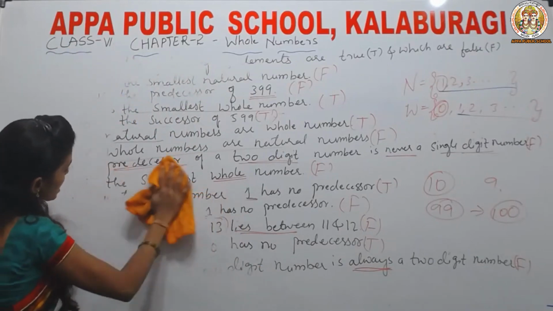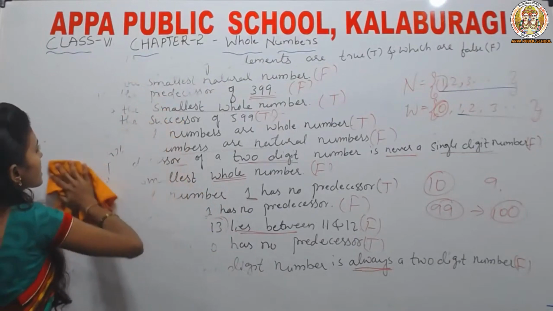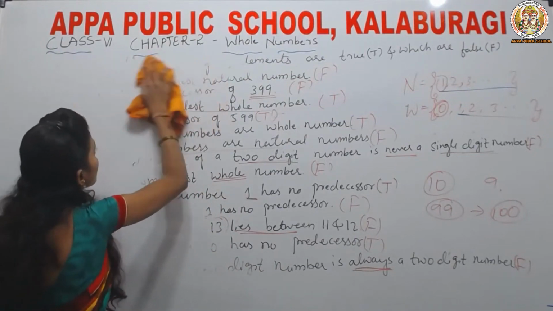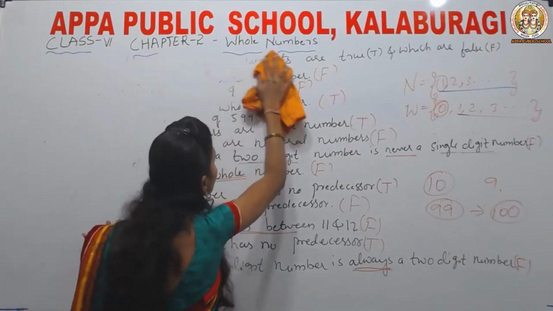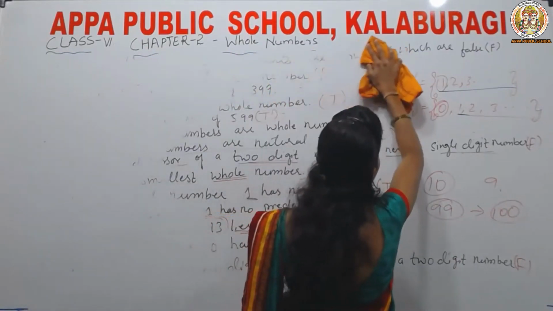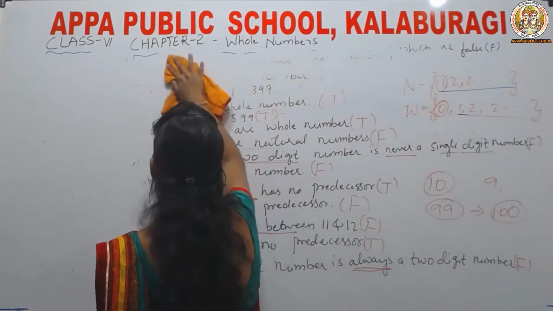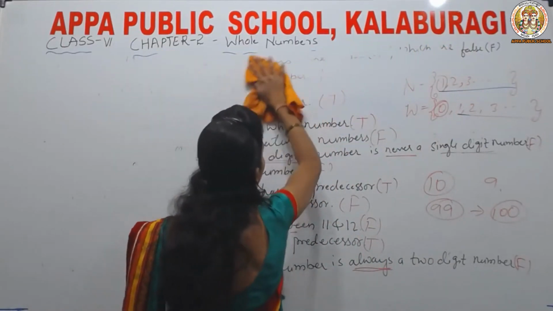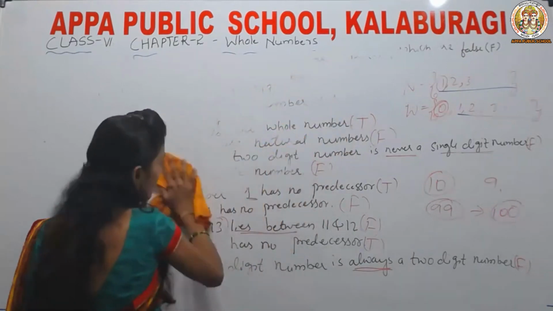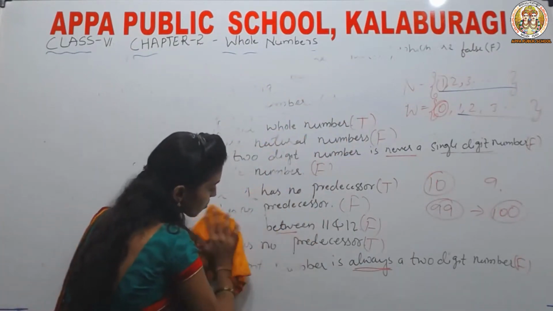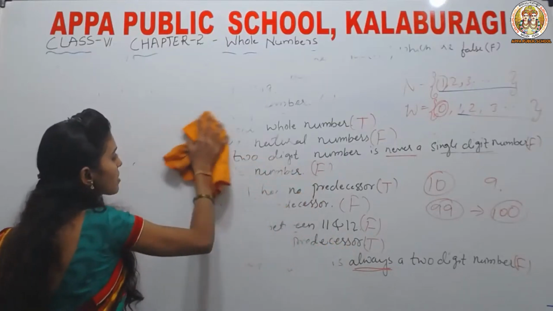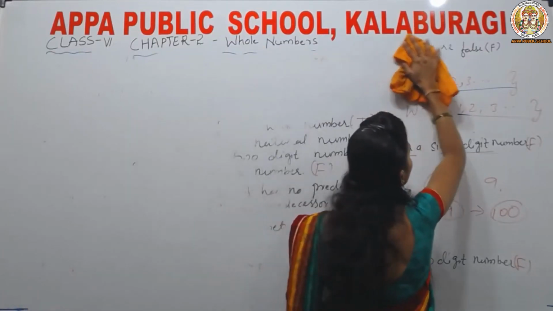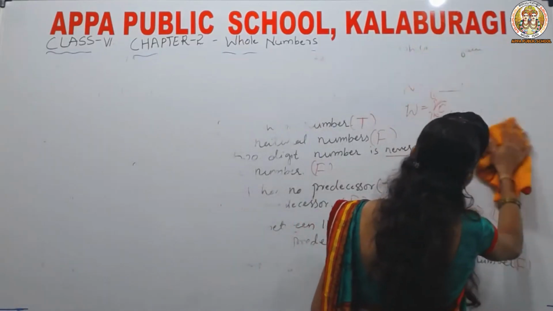The first exercise, first bit, you too can write by yourself. They have asked to write the numbers, and they have mentioned whether whole numbers or natural numbers, and previous numbers or after numbers, everything. Read the question properly, and then you can write the answer.